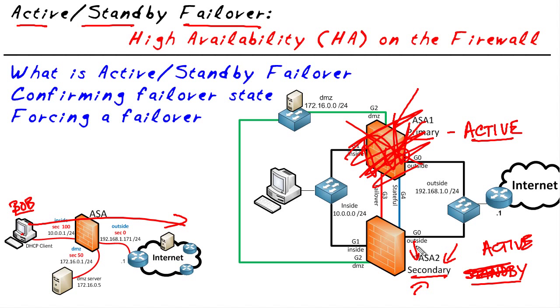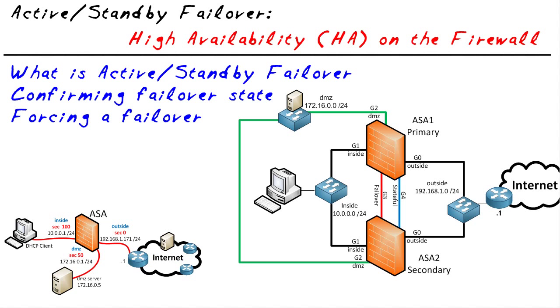So in this MicroNugget, we're going to take a look at what is active standby failover, which is exactly that, where we have two devices, one's active, one's standby. If there's a problem, they revert roles, so the secondary would become active. And how do we confirm a failover state? Let's take a look at that.